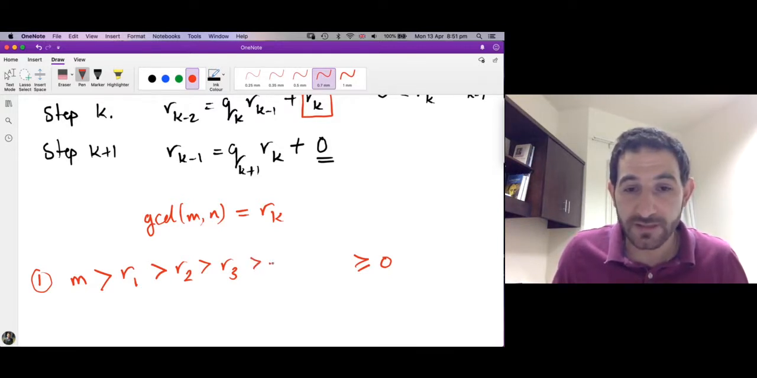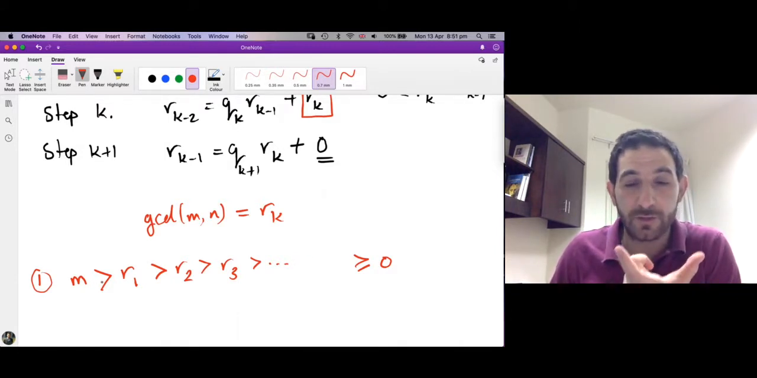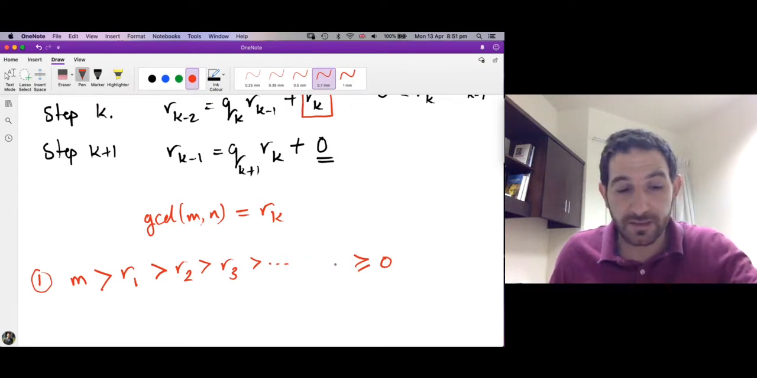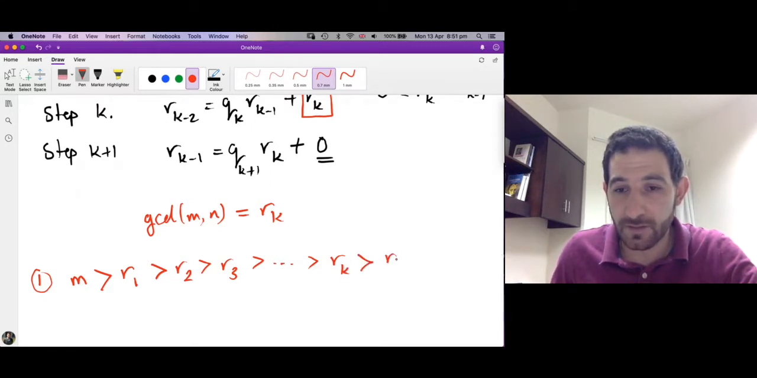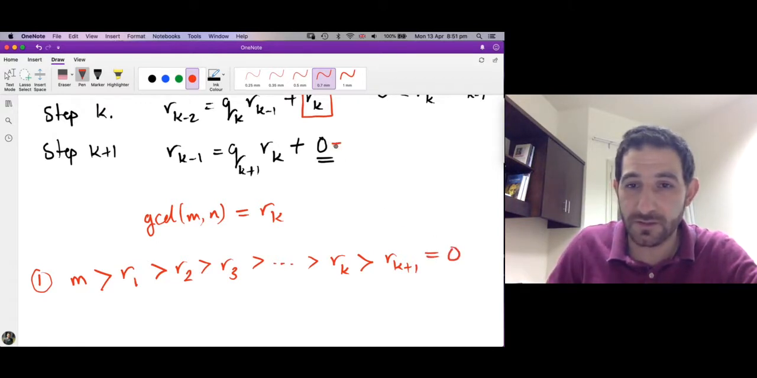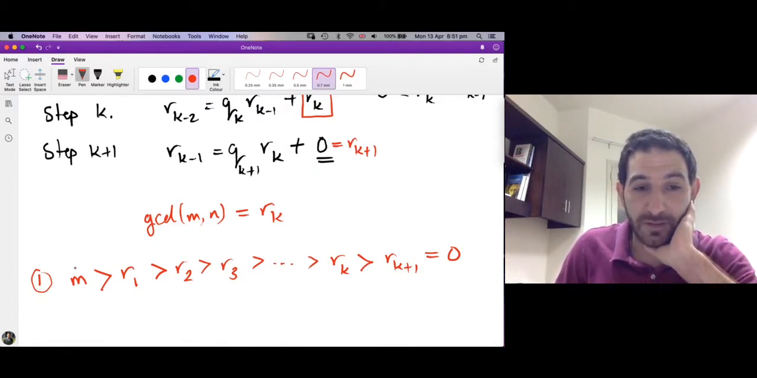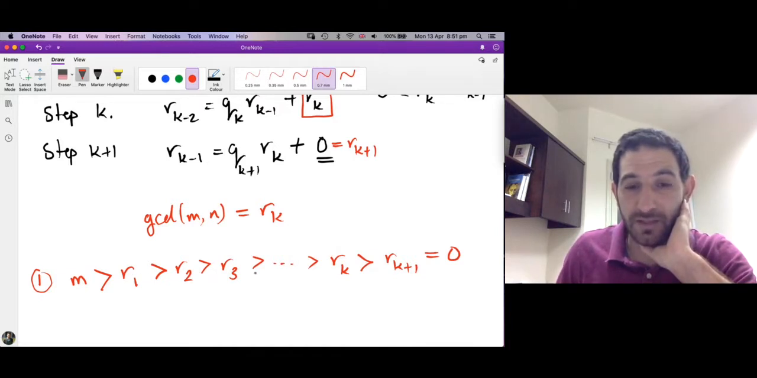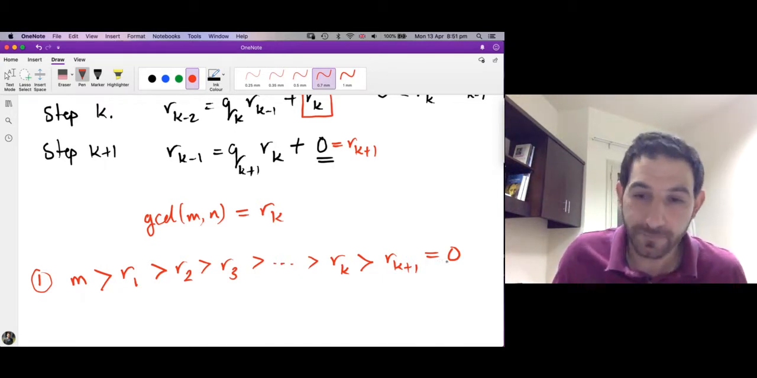And so since we keep decreasing, and we have only finitely many integers between 0 and m, at some point we must hit 0. Say this is r_k, and then r_k is strictly bigger than r_{k+1}, and r_{k+1} is 0. So the reason why we will hit 0 is that m is positive, and at every step we keep decreasing, which means that at most after m steps we have to hit 0.